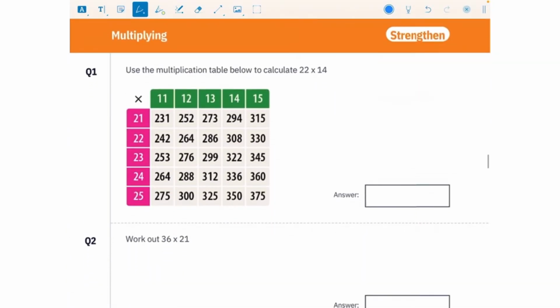Okay, multiplication again, but strengthen now. Use the multiplication table below to calculate 22 times 14. So we're going to go to 22, and we're going to go to 14, and we're going to go down, and we're going to go across, and then we can see that that answer is 308.